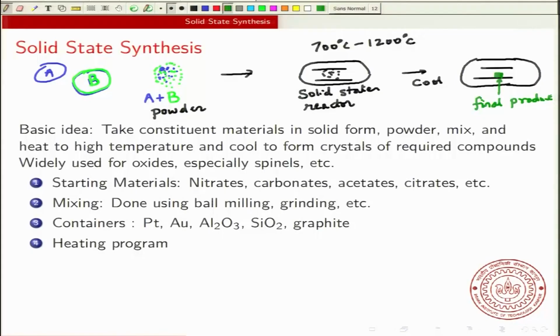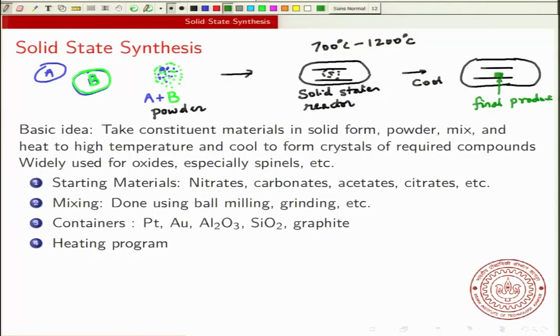And I should mention that a lot of gases are eliminated during this process. I am not showing all those things, but this is the basic idea. So let us look again at what we did. We started with A and B, and we mixed them and powdered them, and then we put them in this reactor, which is heated to 700 to 1200 degrees centigrade. At this high temperature A and B will react to form your product, and when you cool it, you get nice crystals of your product. This is the basic idea of a solid state synthesis.